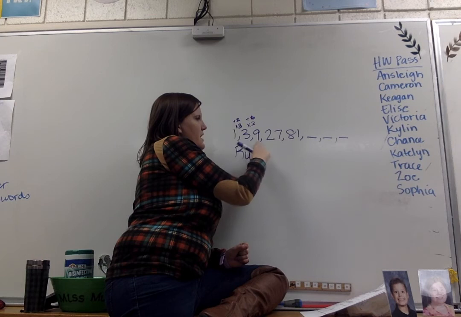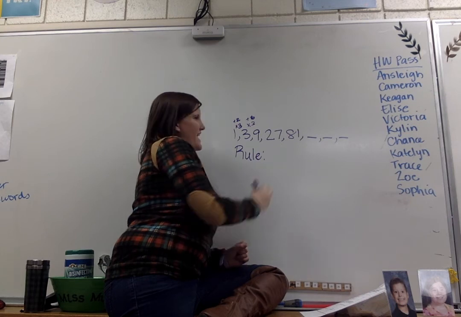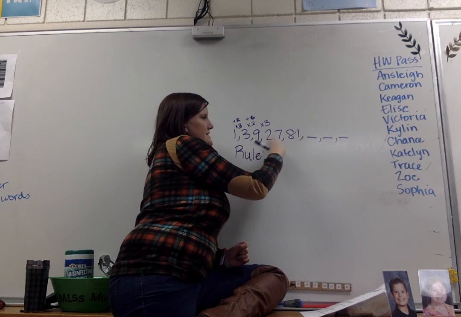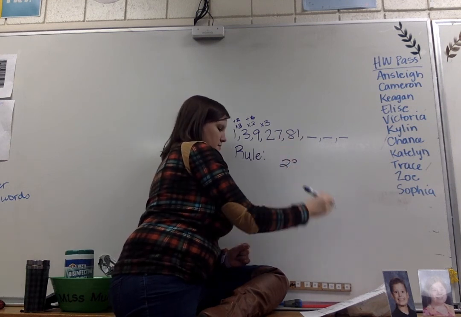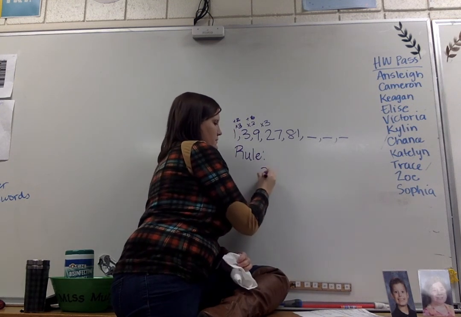Now how do I get from 9 to 27? I could add, I believe, 18? Yes. I don't think that's the pattern. I think I'm doing times 3. Let's see if 27 times 3 equals 81.